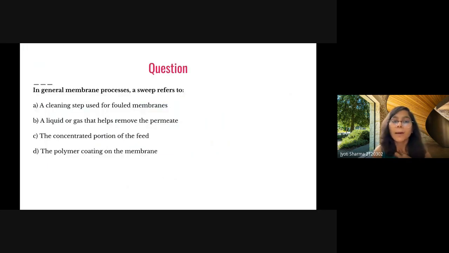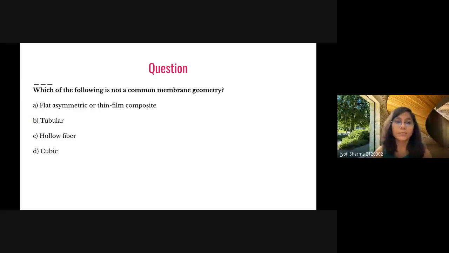Okay. In general membrane processes, a sweep refers to a cleaning step used for fault membrane, a liquid or gas that helps remove the permeate, the concentrated portion of the feed, the polymer coating on the membrane. Okay, so I got B from both of you. So yes, this is any gas or liquid that will remove the permeate. So this will push. That's how this is a sweep. So B is the right answer.